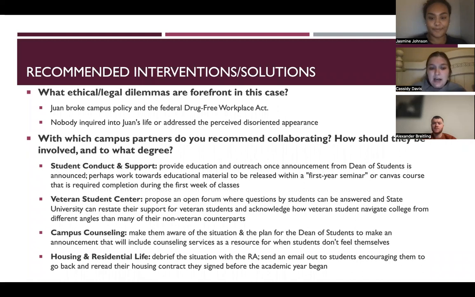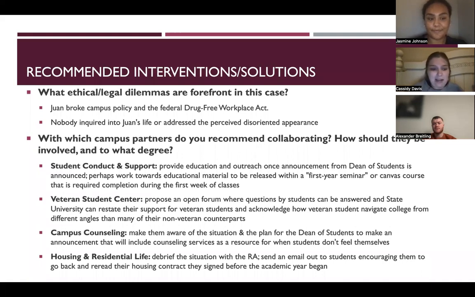Second would be the Veteran Student Center. Propose an open forum where questions by students can be answered, and State University can restate their support for veteran students and acknowledge how veteran students navigate college from different angles than many of their non-veteran counterparts. I think alongside this, including in that panel, the Dean of Students, VP of Student Affairs, a member of the Student Support and Conduct team, someone from campus counseling. I think just having them all represent and remember that they're a part of the same team and serving the same community, and that they provide a unanimous front in this, is going to help address situations that students may have better and make them feel more heard, seen, and accepted by their university, rather than that they're just fighting against it. And so this open forum can provide an avenue for questions to be asked and to get real answers, rather than just sending an email and getting a generic response back. And it's done in a timely and effective way.